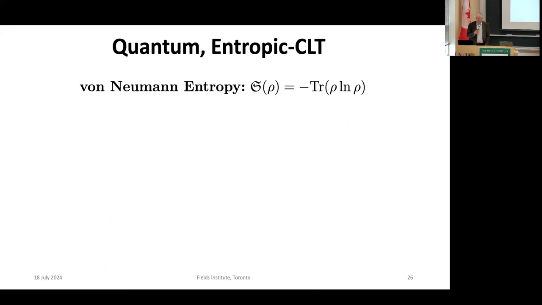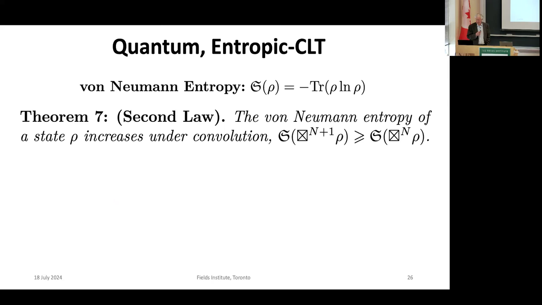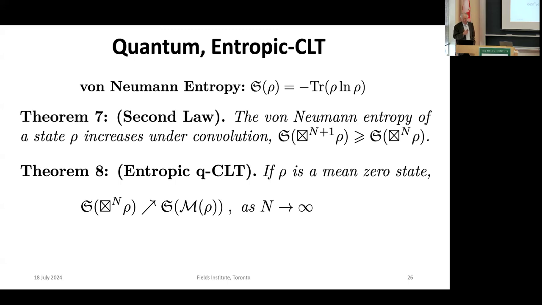So in addition, there's something like the second law of thermodynamics, where if you take the von Neumann entropy, S of rho, which is minus the trace of rho log rho, then each convolution increases the entropy. And if the original state has mean zero, it increases to the entropy of the limit.